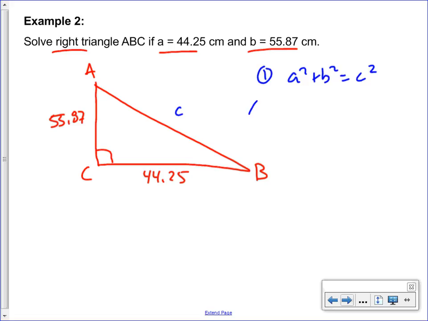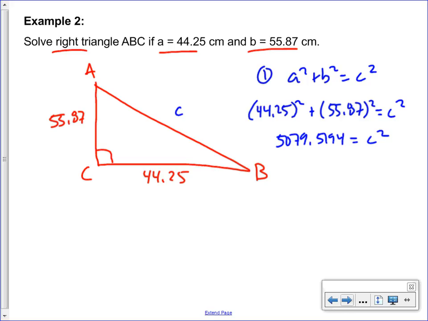And you have 44.25 squared plus 55.87 squared equals c squared. You get 5079.5194 is equal to c squared. So if you square root that, you get about 71.27 is your c. That looks about right because that's bigger than all the other sides. There's one of them. Okay.